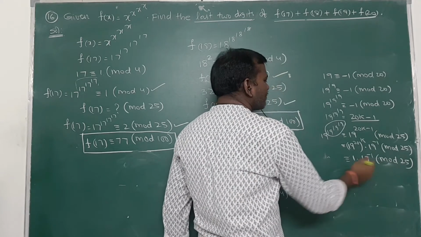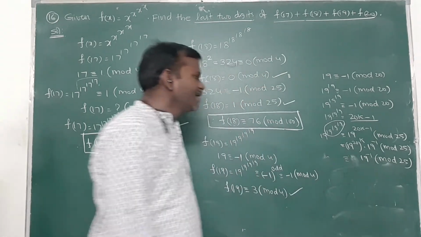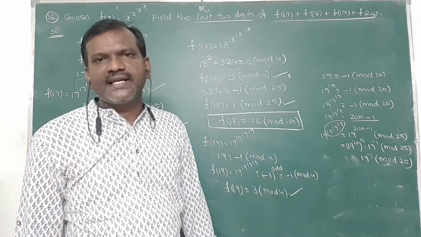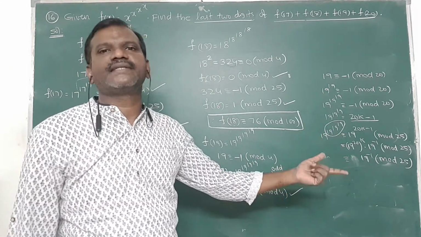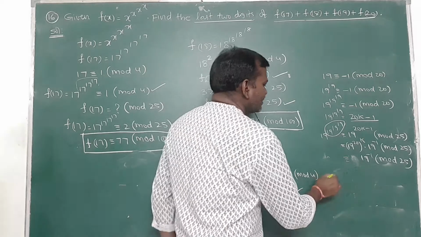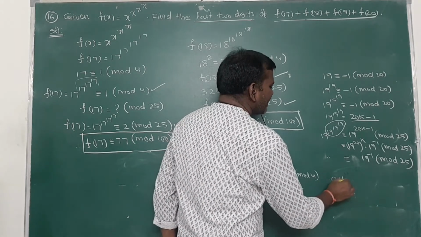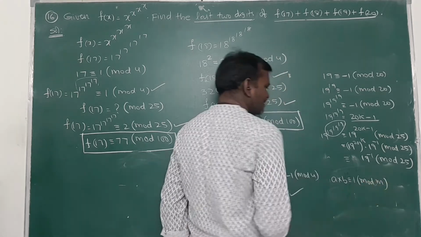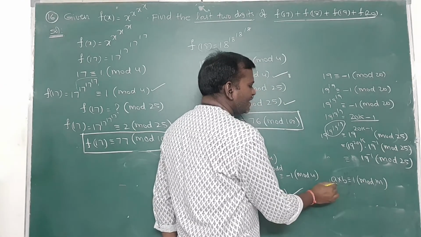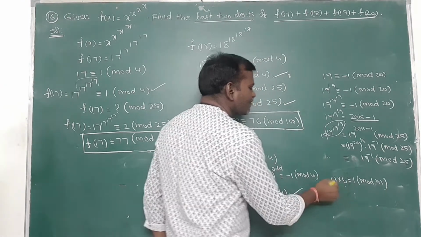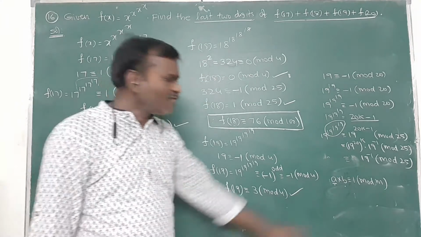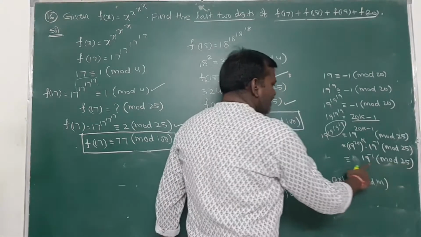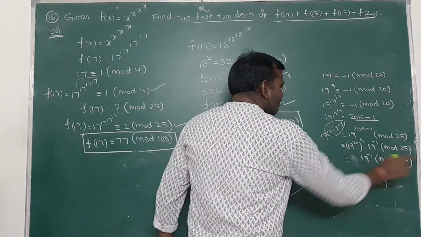So 1 into 19 power minus 1 is 19 power minus 1. 19 power minus 1 means the inverse of 19 that I want here. Inverse concept again, one more concept here. Inverse means, suppose the product of A into B is congruent to 1 mod M, then A is said to be the inverse of B, or B is said to be the inverse of A. Here mod 25 inverse only I want: 19 inverse under mod 25.